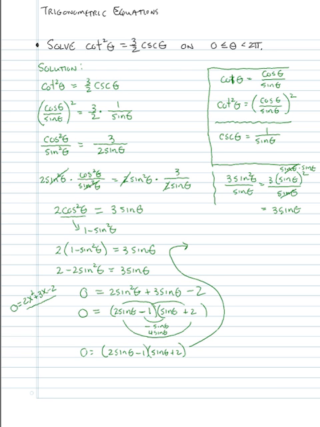Let's come over to here now and deal with setting each of those factors to 0. So I take 2 sine theta minus 1 and set it to 0, and I take sine of theta plus 2 and set it equal to 0. Well, let's get this one out of the way real quickly. When we solve for sine of theta, we get sine theta is negative 2, and we just have talked about that. There's no solution in that situation, is there?